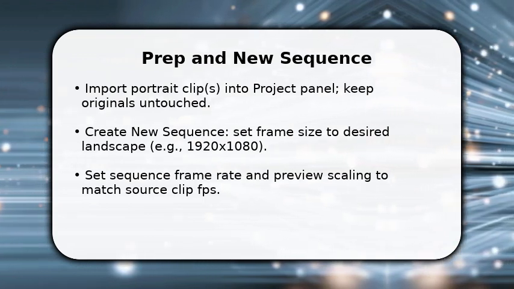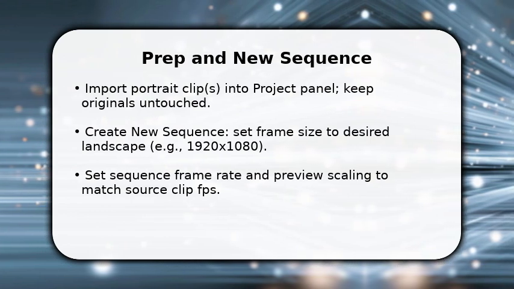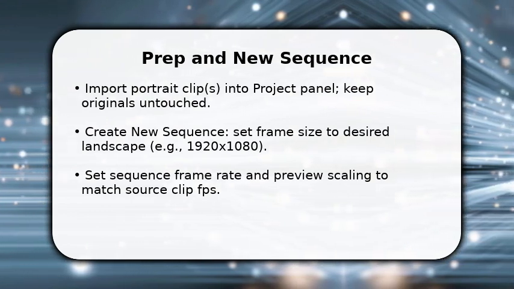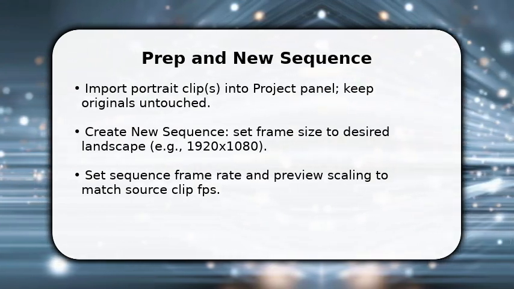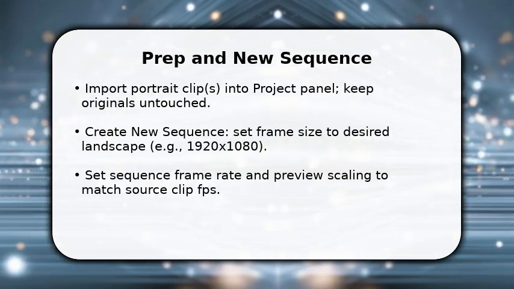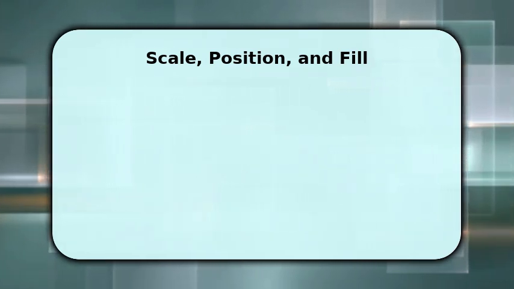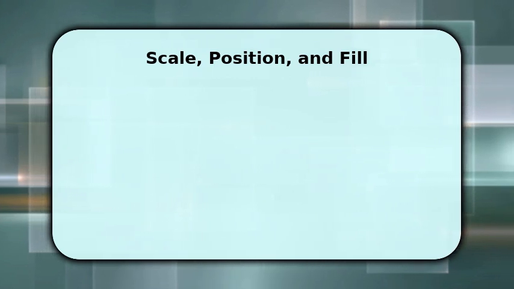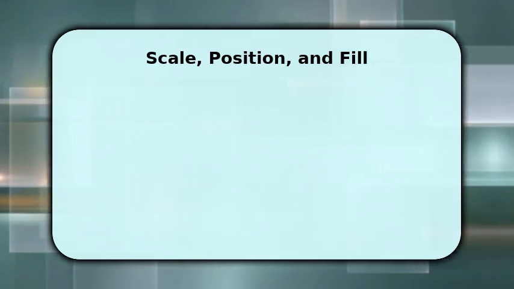This avoids automatic resizing. Make sure Program Monitor is set to 100% to view actual composition. You're starting with a clean timeline that preserves original clip quality, while matching timeline dimensions. Once the clip is in the landscape timeline, open Effect Controls and adjust scale and position to frame your subject. You want key content centered and readable.